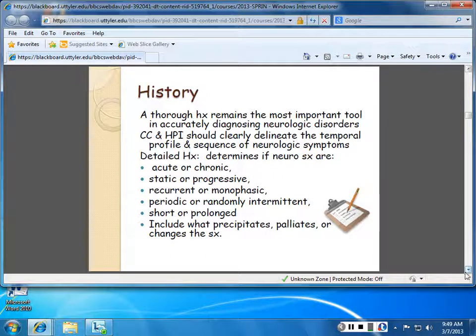When you get the chief complaint in the history of the present illness, this should clearly tell you what's going on, the timeline of what's going on, and the sequence of the neuro symptoms. A detailed history is going to determine if the neuro symptoms are acute or chronic, static or progressive, recurrent or monophasic, periodic or random, short or prolonged. You also want to know what causes them, what eases them, or what changes them.